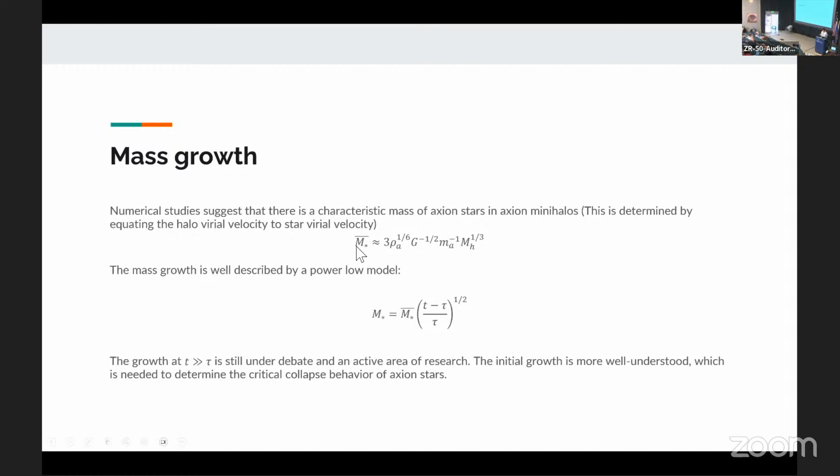The mass is determined by equating the virial velocity of the halo and the virial velocity of the star. And this is some thermalization argument. You have the star evaporating into the environment and the environment or the halo condensing into the star. And initially, the growth is a power law. Afterwards, people debate if this growth will continue or not. So I don't want to say too much about it because people are running a lot of simulations to really test these ideas.